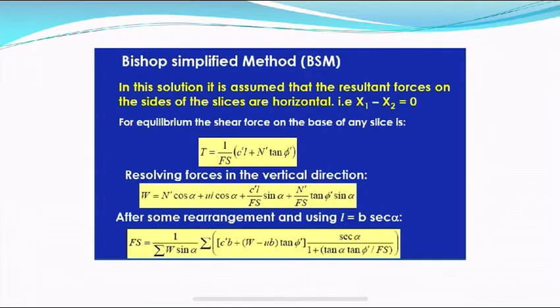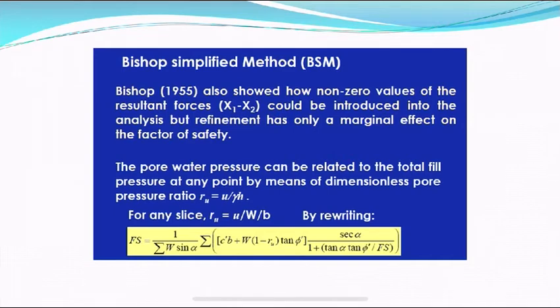So in this expression, you can notice that the factor of safety is determined from the resultant X1 minus X2 in the analysis. The pore water pressure can also be related to the total fill pressure, where it is given by the pore water pressure coefficient, which is nothing but mu by gamma h. Mu is the pore water pressure at any point divided by gamma h. The h is the height.